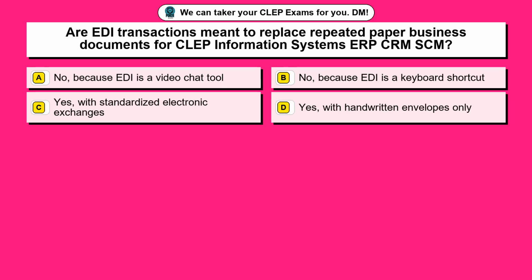Question 13. Are EDI transactions meant to replace repeated paper business documents for CLEP Information Systems ERP CRM SCM? Option A. No, because EDI is a video chat tool. Option B. No, because EDI is a keyboard shortcut. Option C. Yes, with standardized electronic exchanges. Option D. Yes, with handwritten envelopes only. The correct answer is option C.